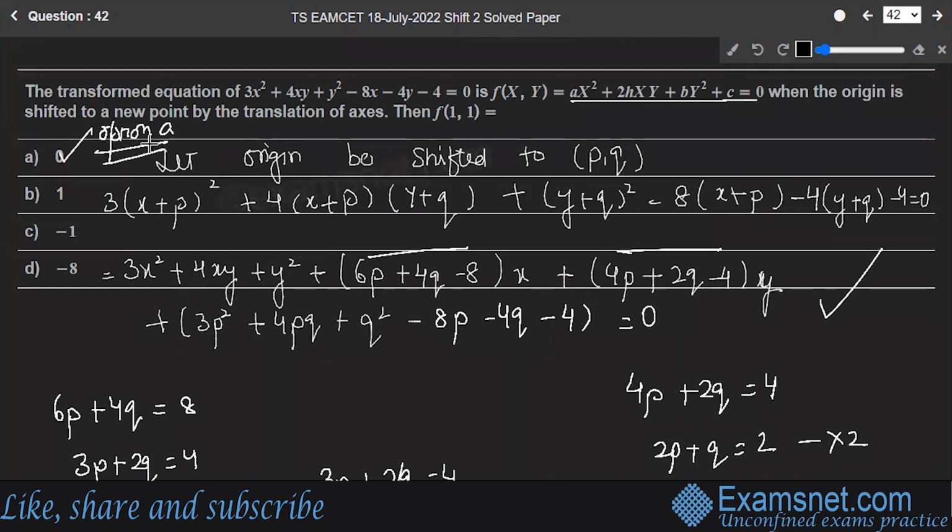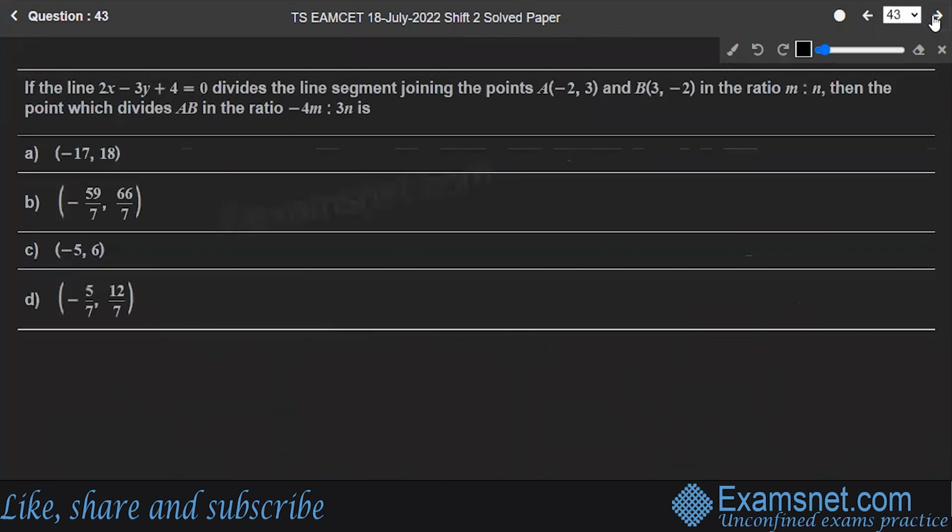Hope you got that. Let's move to the next question, number 43. In this question, if the line 2x minus 3y is equal to 0 divides the line segment joining these 2 points in the ratio m is to n, then the point which divides AB in the ratio minus 4m is to 3n is. Let's draw the line first.